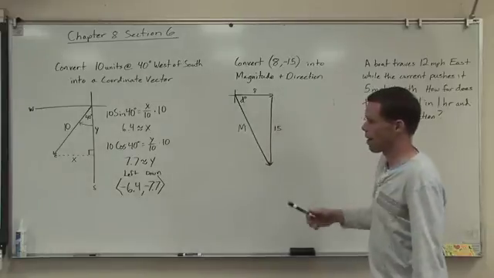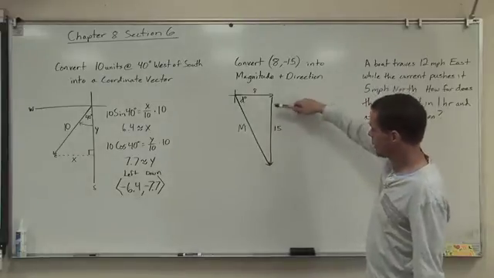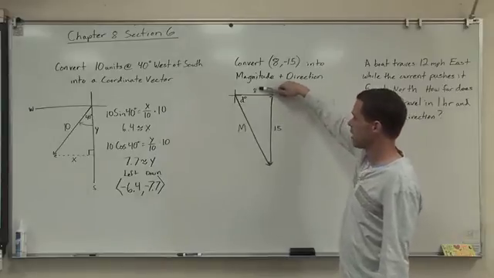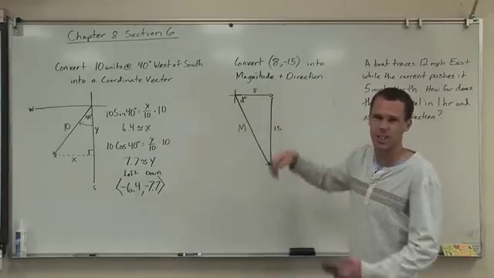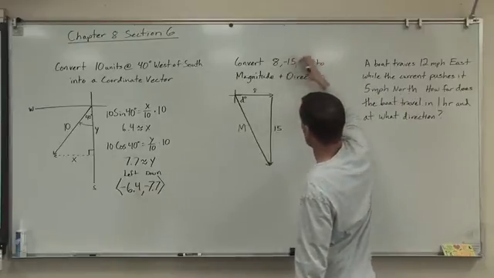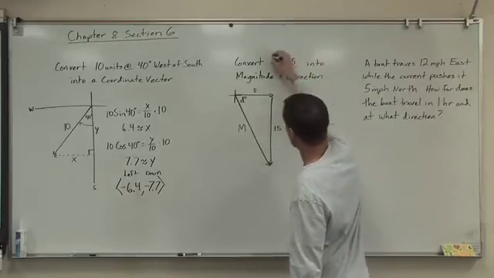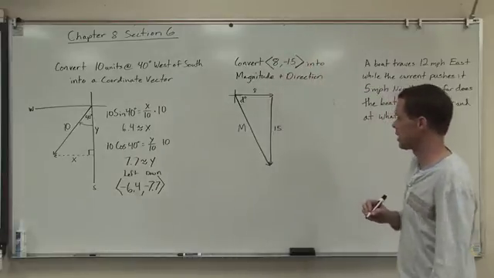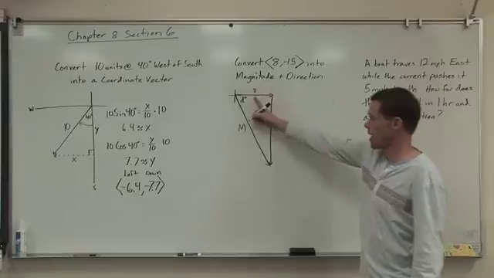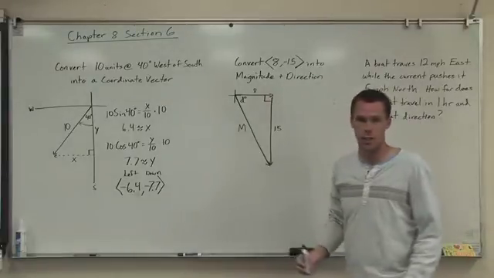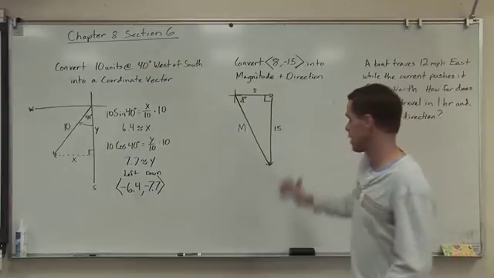Now I have another problem here. This time that angle is in here, opposite it is actually the y, adjacent is the x. These things change. It says convert, now that I wrote this as a point, so I'm going to change this right now. The vector right 8 down 15 into magnitude and direction. Right 8 down 15.